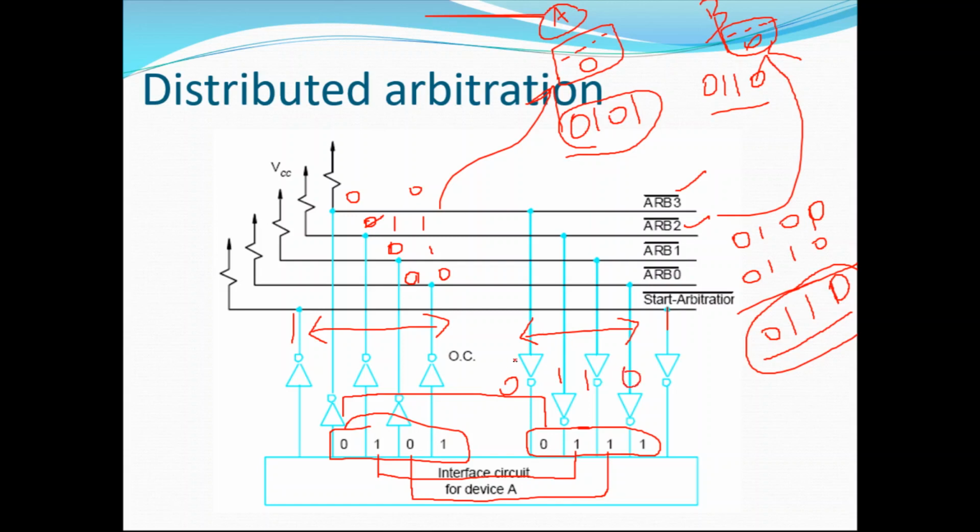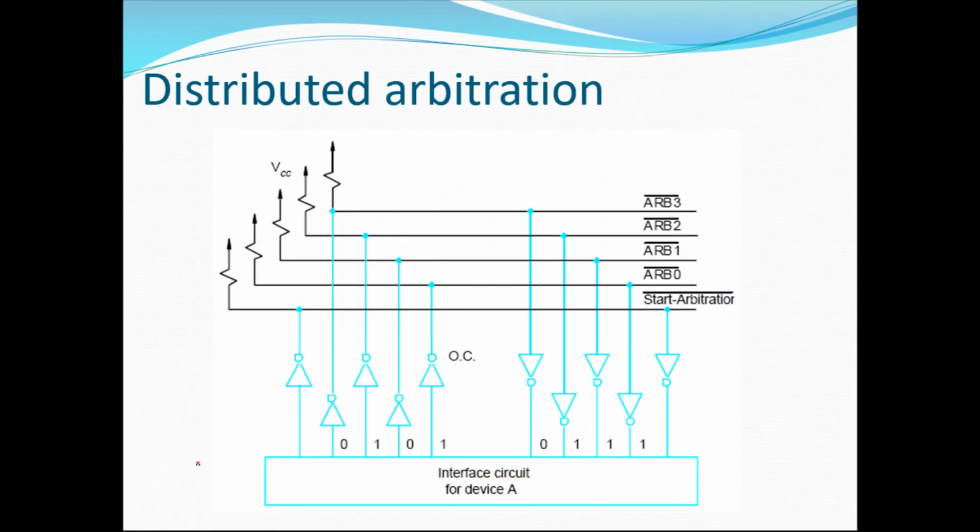Okay. 0 1 1 0. So in the other end C will compare. Its most significant bit is matching. Yes. The next bit, is it matching? Yes. The next bit, is it matching? Yes. The next bit, is it matching? Yes. So who is the winner? B is the winner. So B will get the bus. Are you getting? So this is how distributed bus arbitration logic works.